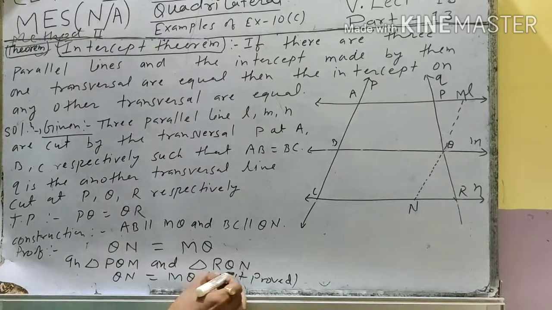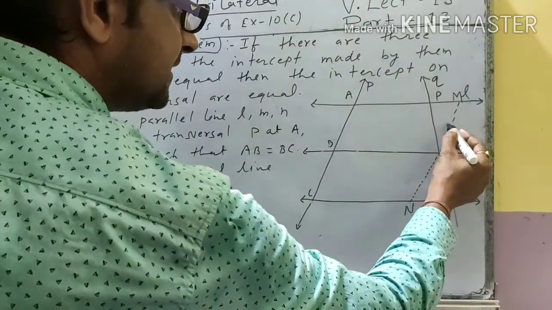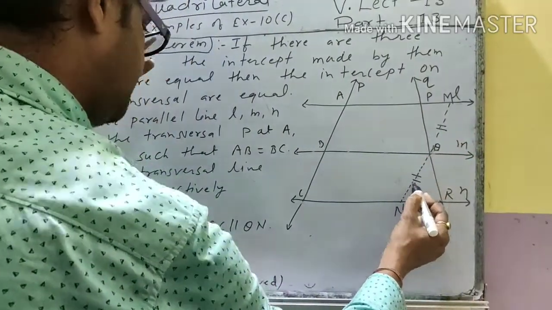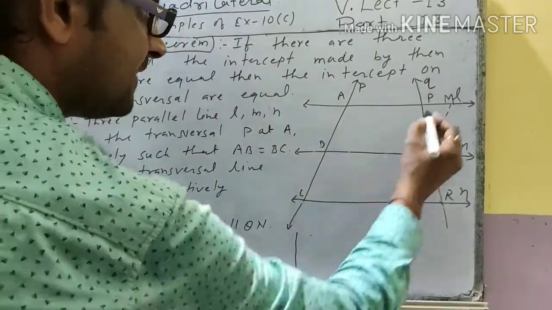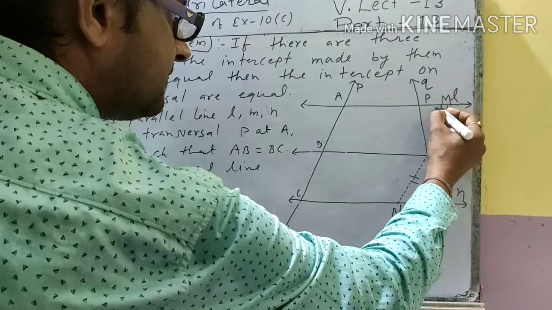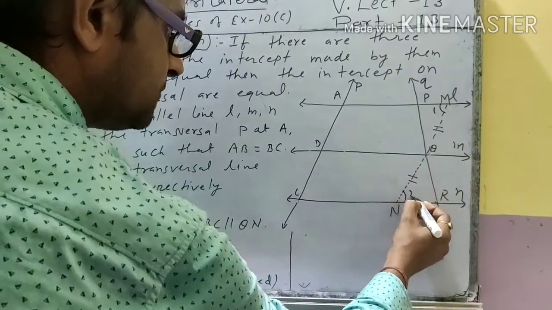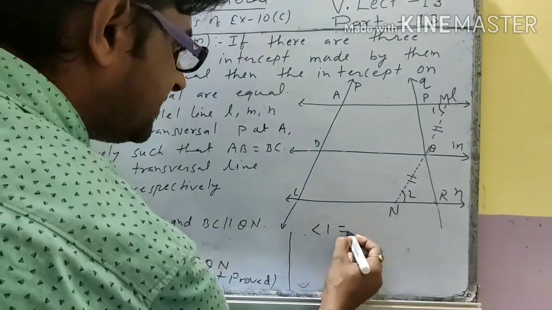QN is equal to MQ, just proved. That means this side is equal to this side. Second thing, student: suppose this is angle 1 and this is angle 2. So angle 1 is equal to angle 2.